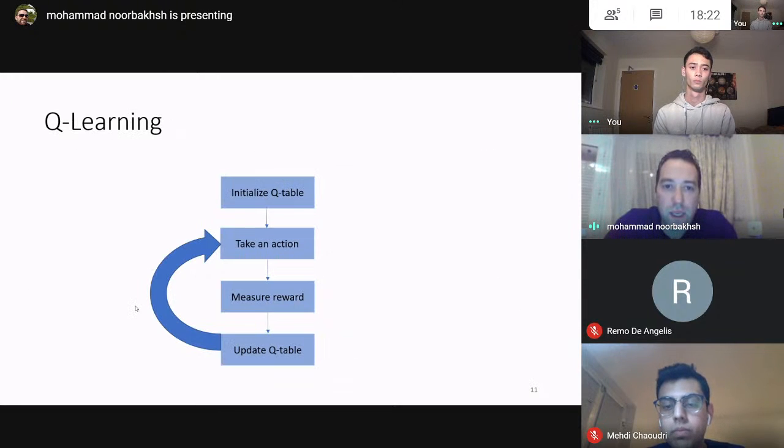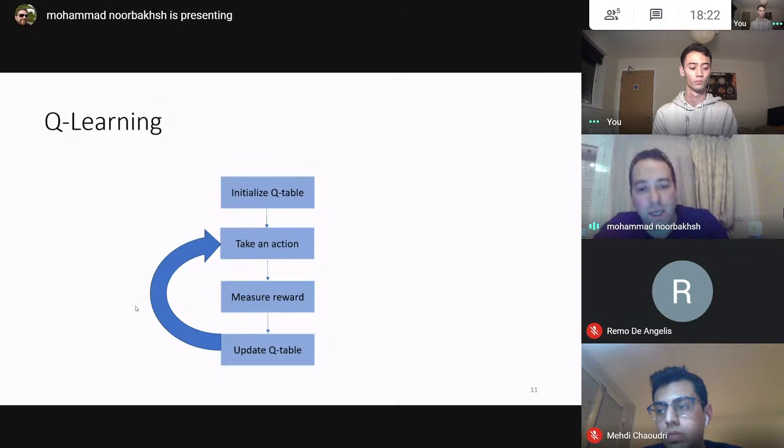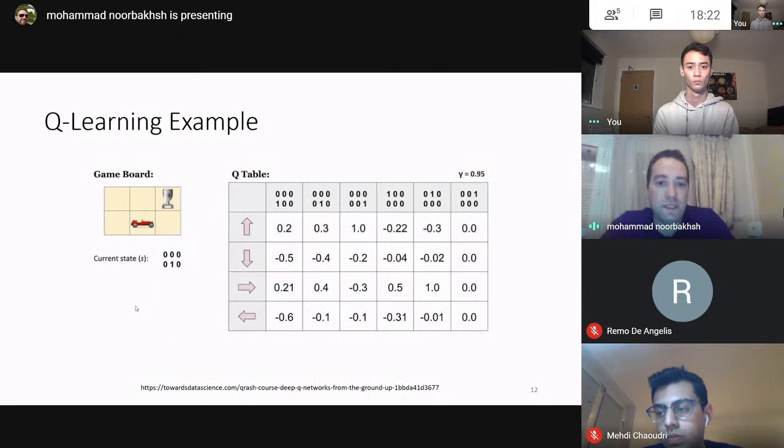So in Q learning we have something called a Q table, which is a table of states and actions. First the Q table is initialized. The agent takes an action, measures the reward, then updates the Q table, and then takes another action. So this is an example.